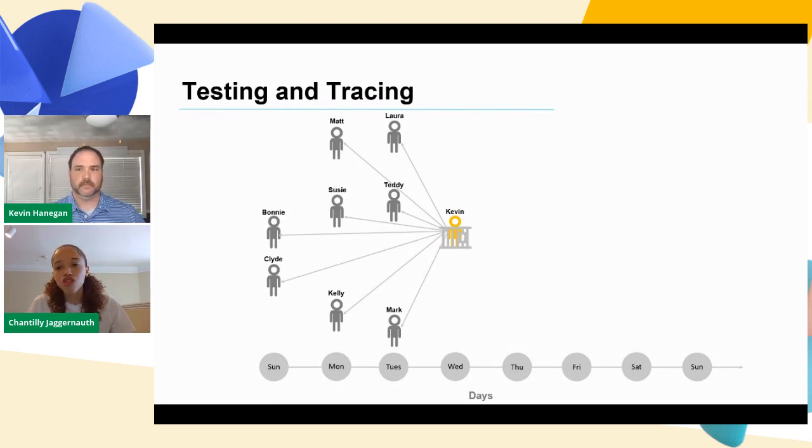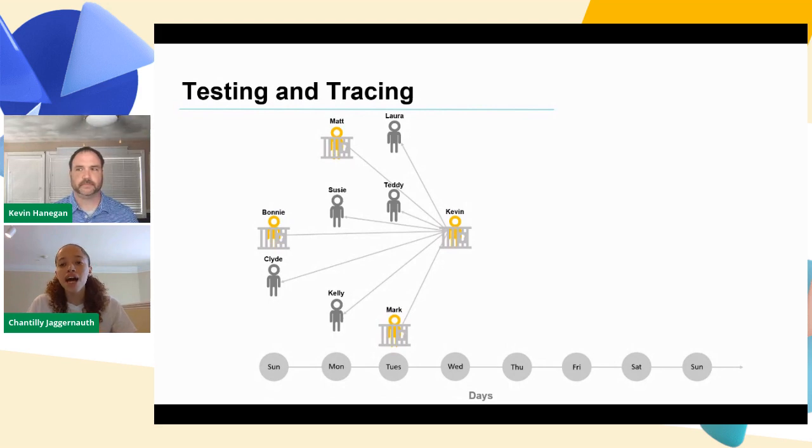Three of them test positive: Mark, Matt, and Bonnie. So now we can immediately isolate those three people. We want to keep them from infecting other people. Now let's watch what might have happened without this isolation.